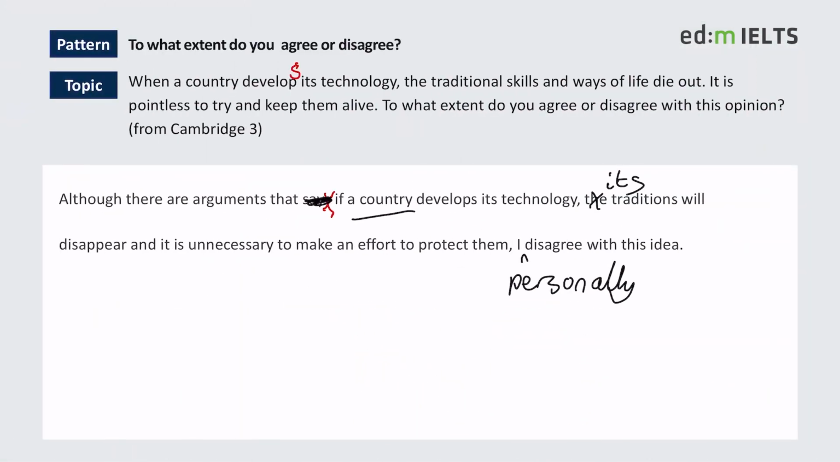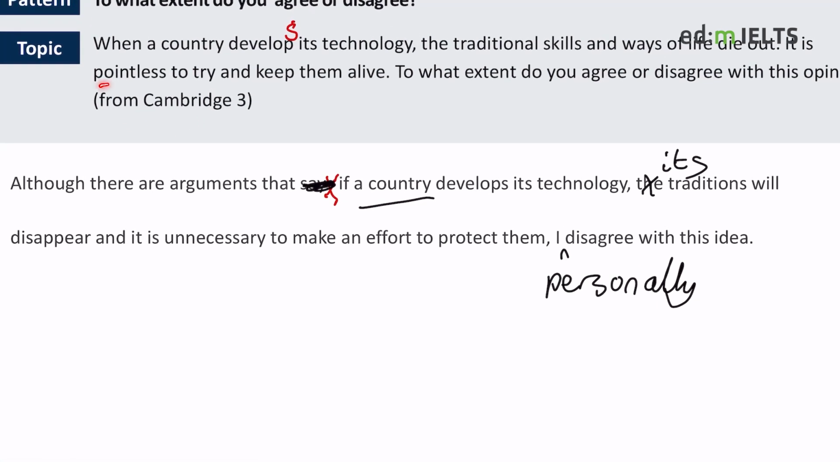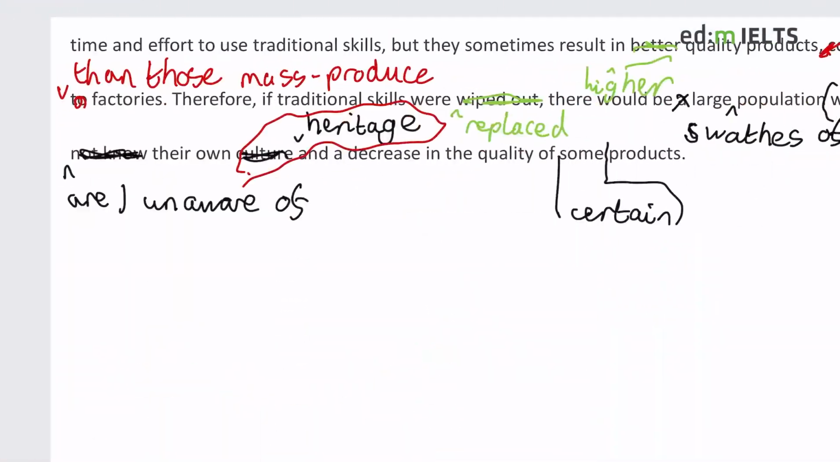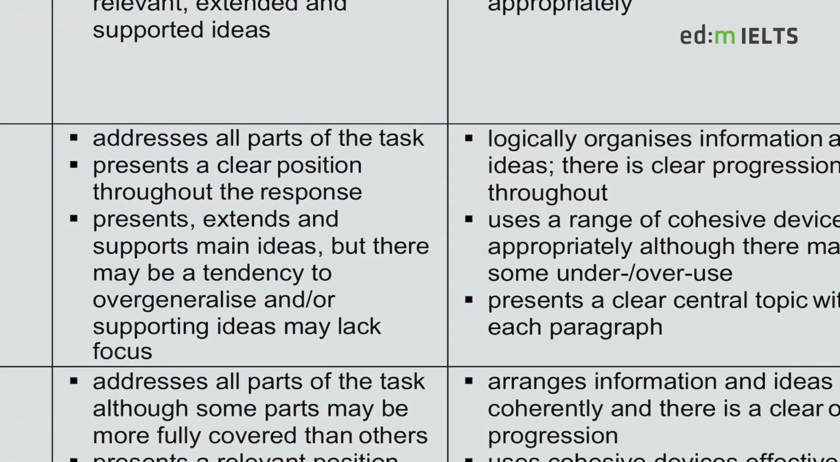Got to remind myself of the question. So when a country develops its technology, well, I talked about factories, mass production, so thinking about conveyor belt systems and that kind of thing. Traditional skills and ways of life die out. Yep, that was talked about. What I remember thinking when I read this is the idea of pointless or futile, to use the word that I gave you before. If you try to keep them alive, it won't work. So the idea about innovation in technology being inevitable because it improves society, it makes everything more efficient, it improves our quality of life. I don't think that was really talked about, and that's the reason why I gave this 7 and not 8.